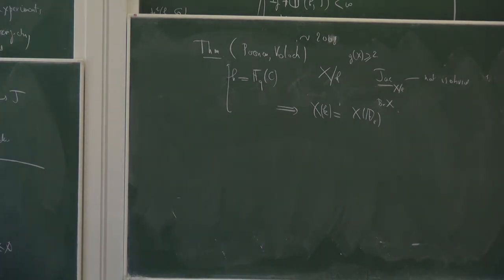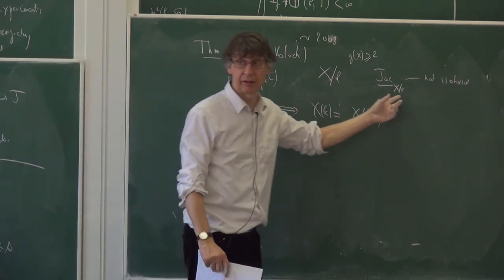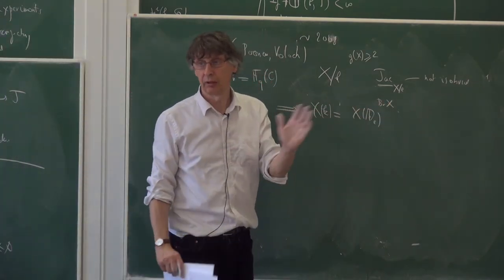It has no constant part. That is, no constant part. It's not trivial in the sense that there's no constant part. It should be something stronger. It's not only that it's not trivial, it's that there's no constant quotient.